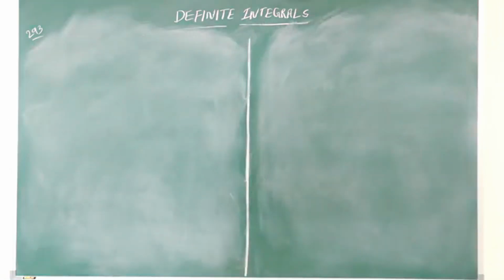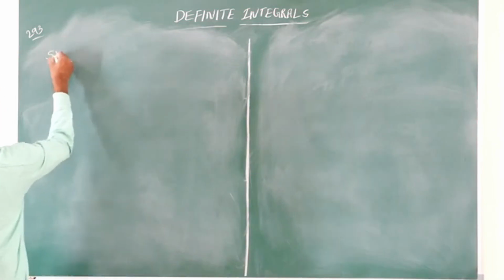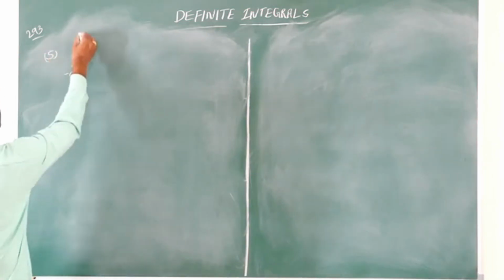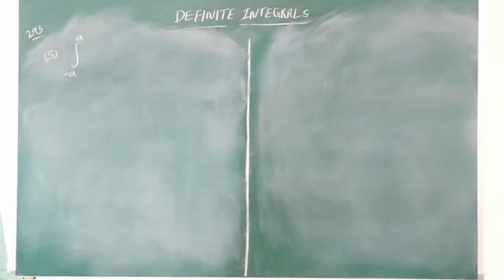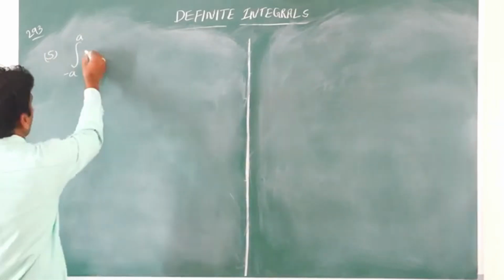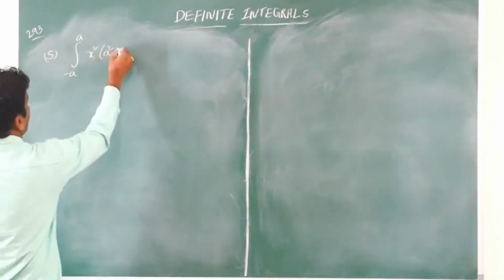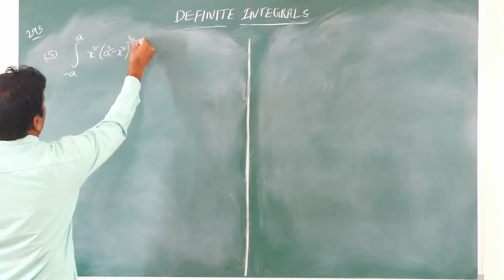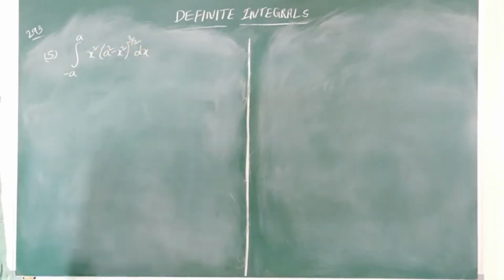5. Find integral from minus a to a of x square into (a square minus x square) power 3 by 2, integral from minus a to a.